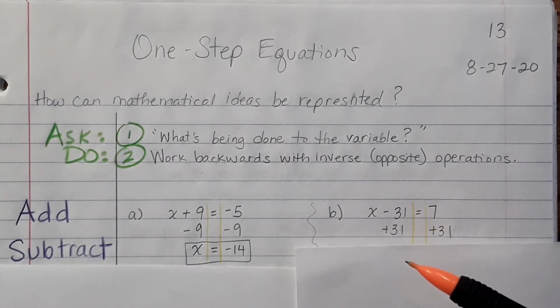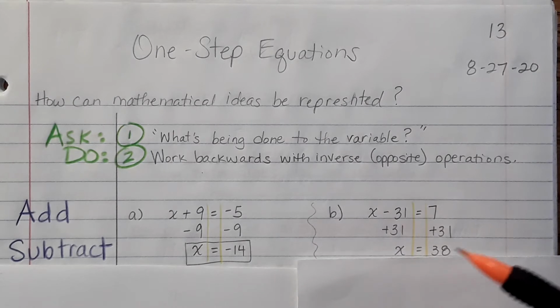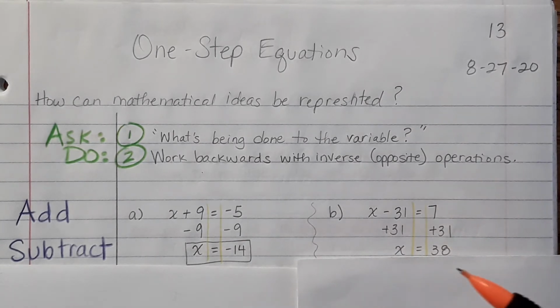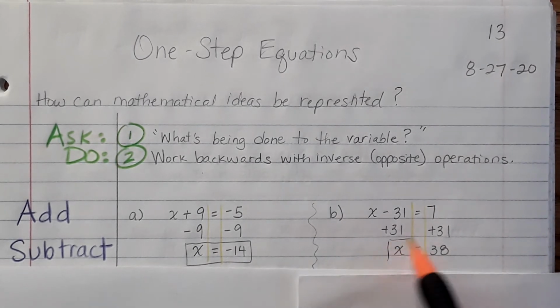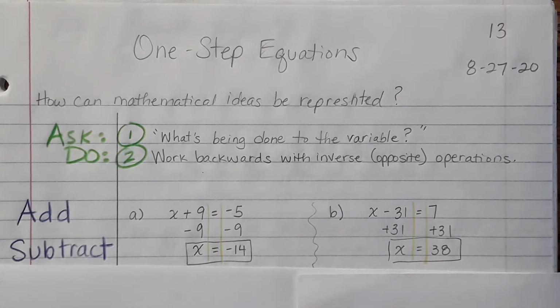All that remains on the left is x. And on the right, remember, we work down. 7 plus 31 is 38. But recall that the whole entire solution is x equals 38.